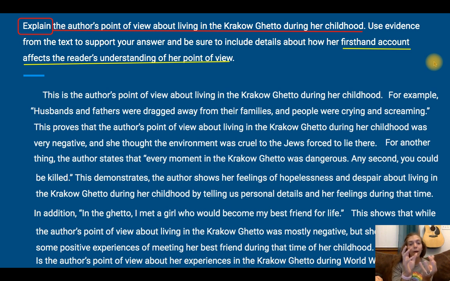I changed out about living in to her experiences in. I changed out during her childhood with World War II, right? Just a little bit of different words. You can sometimes rearrange the sentence. You can find some different words for things just to make it a little bit different.